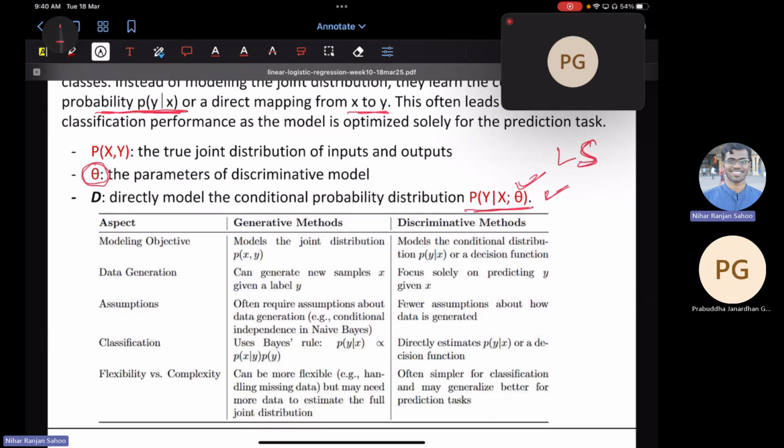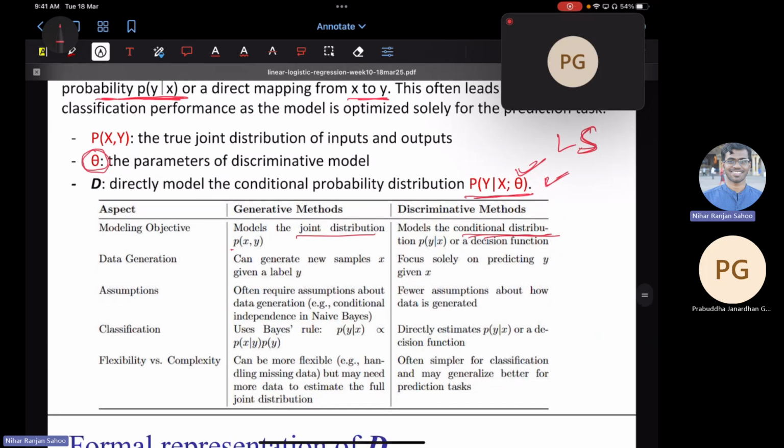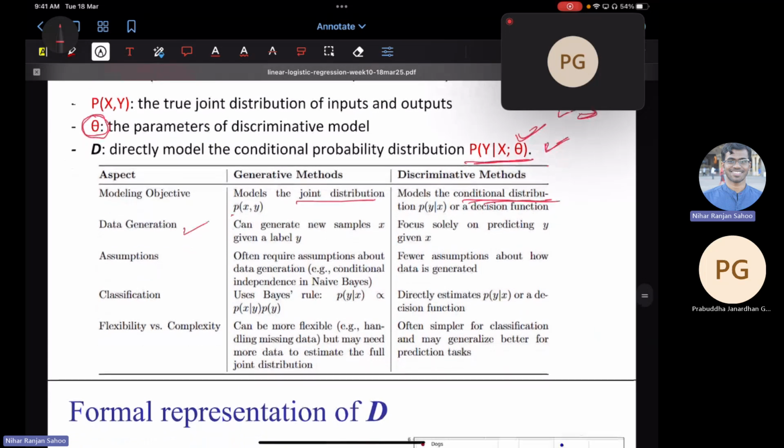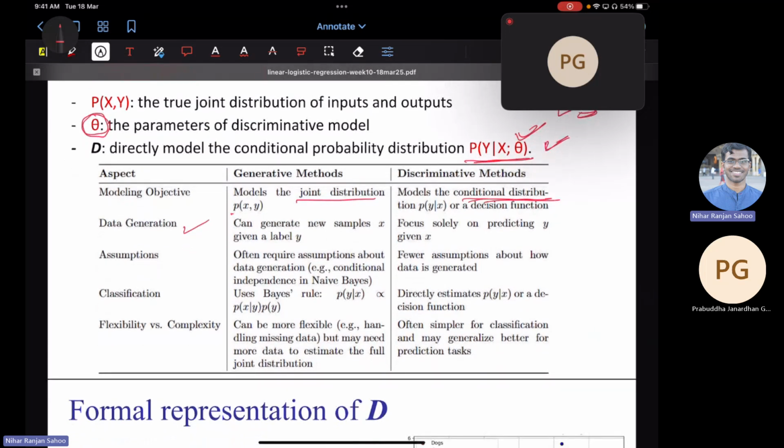Here this table gives a very broad overview of the distinction between generative methods and discriminative methods based on multiple parameters. The objective in the generative method is the joint distribution of x and y, and in the discriminative method it is just prediction of the conditional distribution of y given the input data, right? The generative method helps in data generation. The discriminative method will never help in data generation. For assumptions, we have some prior in the generative method. Sometimes we assume there is some prior information we know. In the discriminative method, we don't rely on any priors.